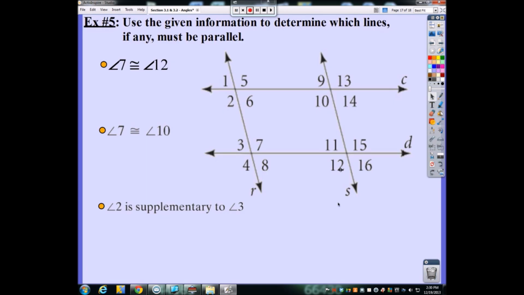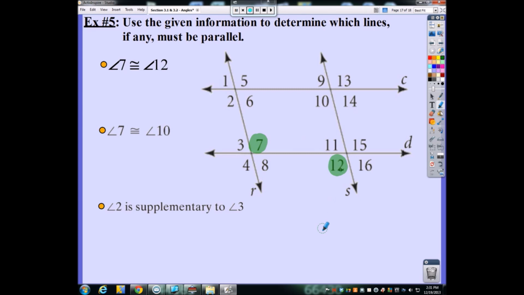All right, second question has 3 parts here. It says, use the given information to determine which lines, if any, must be parallel. Okay, so it's looking like C and D may or may not be parallel. We have to figure that out. And it looks like maybe R and S might be parallel. Just depends on the information. So let's look at the first part here. Angle 7 is congruent to angle 12. So if angle 7 and angle 12 are congruent to each other, well, what type of angles are these?